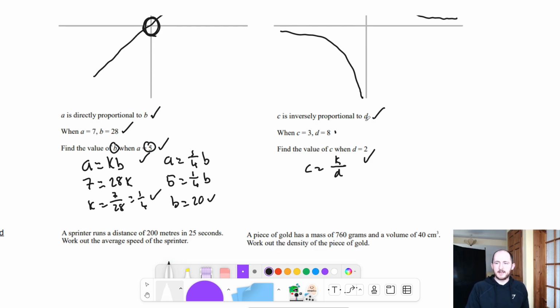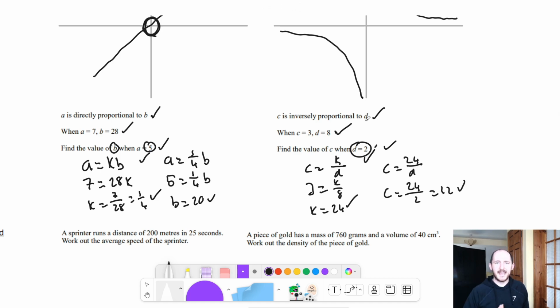Now we're going to use the second sentence. C is 3, D is 8. So we have 3 is equal to K over 8, times both sides by 8, K is equal to 24. Second piece of information used. Cool. Easy, right? Then use the last piece of information. So first though, I want to write out that C is equal to 24 over D. It says find the value of C when D is equal to 2. So C is equal to 24 over 2, which is 12. Third mark, third point. It's that easy.